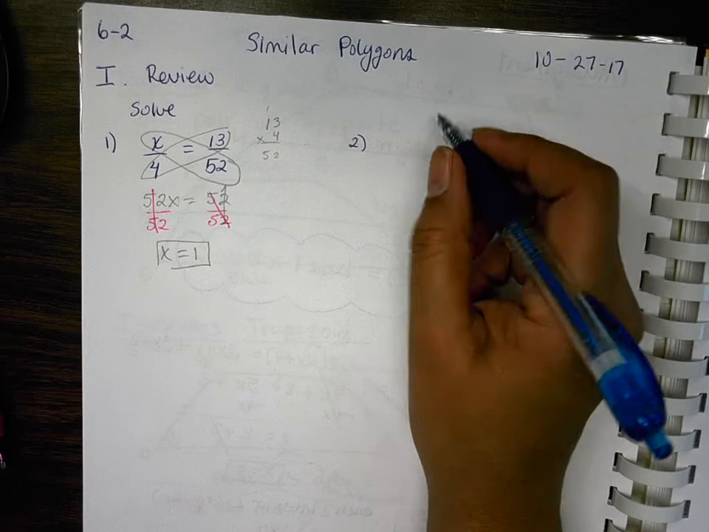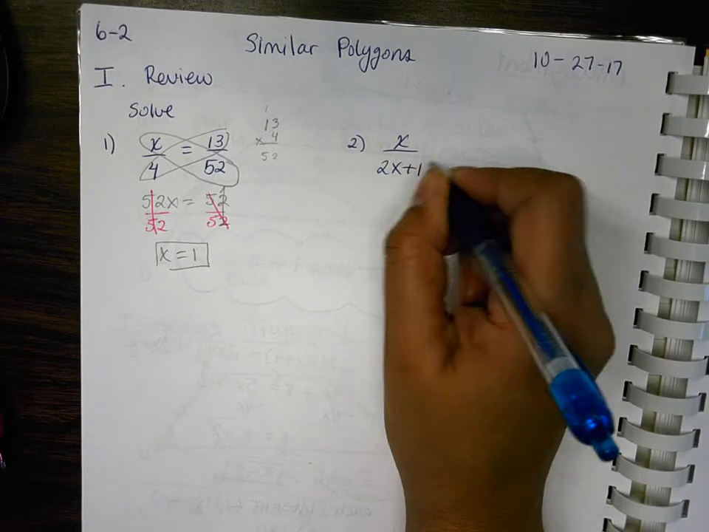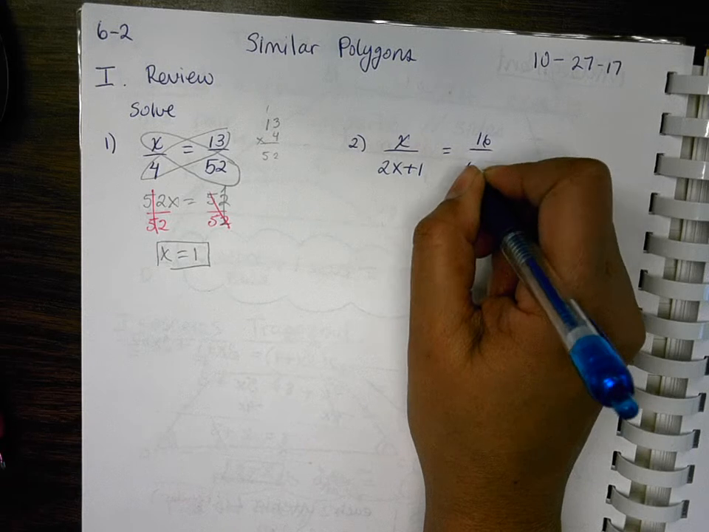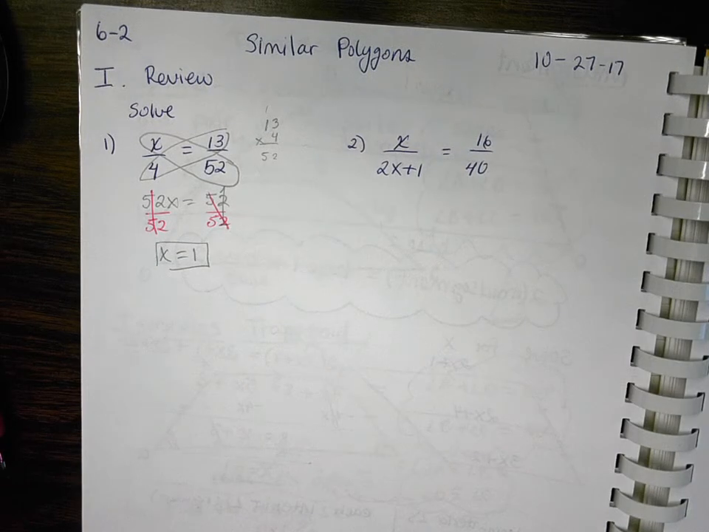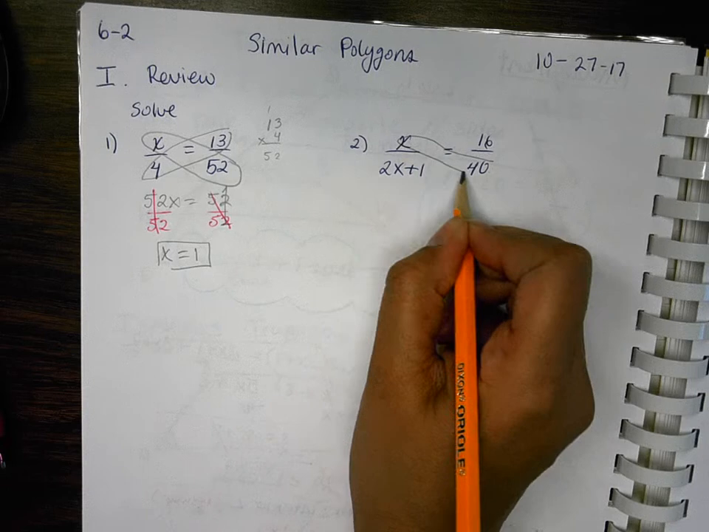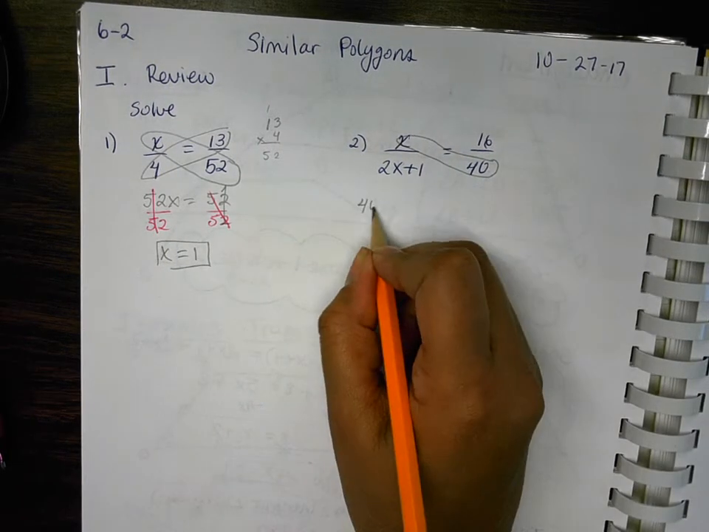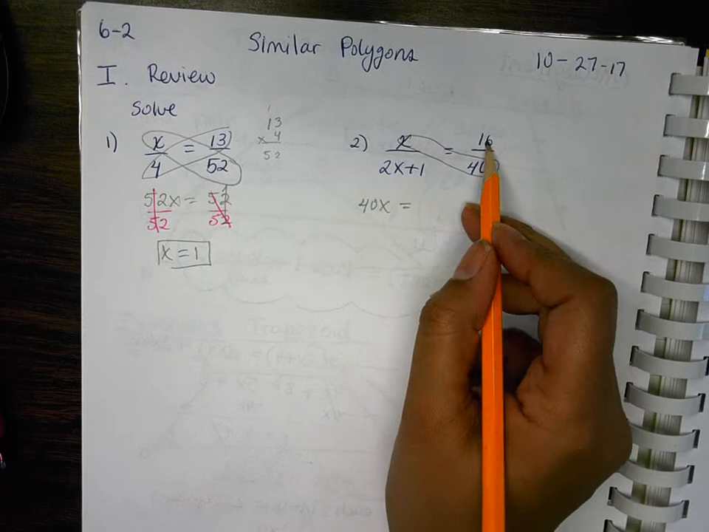Number 2. X over 2x plus 1 equals 16 over 40. Okay, is this also a cross multiply? It is. Right here, when I cross multiply, what's x times 40? 40x. Now here is where kids fumble up.